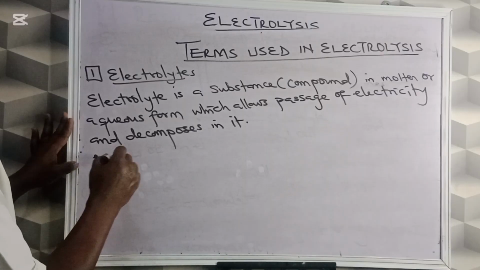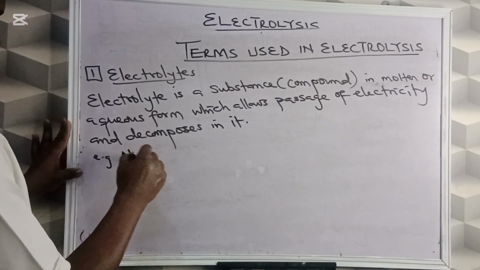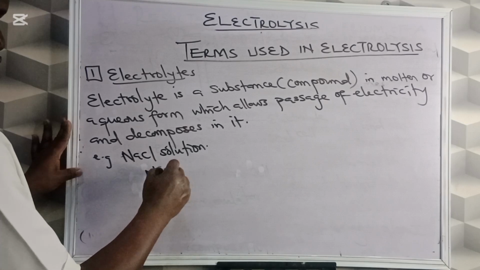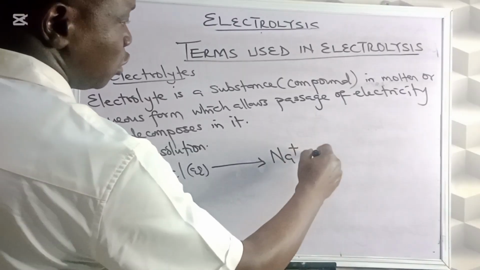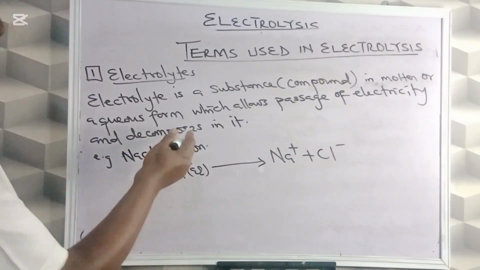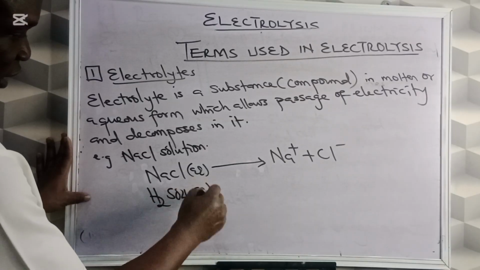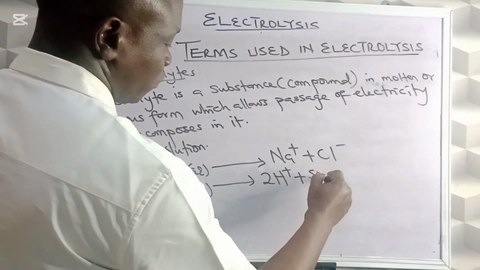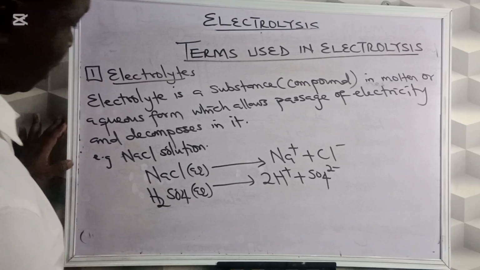So for example, we talk of sodium chloride solution. If you pass current through sodium chloride solution, it will decompose, ionize, into sodium ion plus chloride ion. That's what we mean by decomposition. If you use H2SO4 as an electrolyte and you pass current through it, we have 2 hydrogen ions plus SO4 2 minus. That is ionization. So that is an electrolyte.